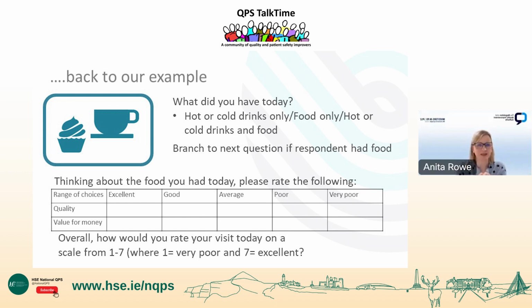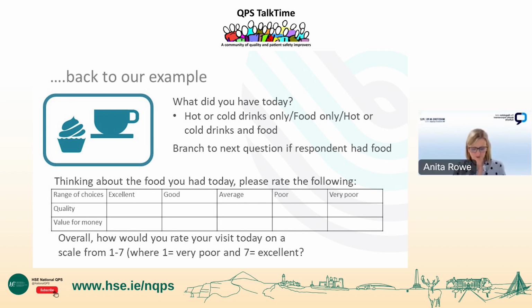I don't want to ask people about food that they have if they didn't have food, obviously. So I would filter that data and branch the survey to show that. And I would then go into using a matrix around the food that they did have. So only the people who received food are going to answer the next questions. And I'm just going to use a scale for 3 dimensions of the food. So range of choices, quality and value for money, and a simple Likert scale for people to answer on that.